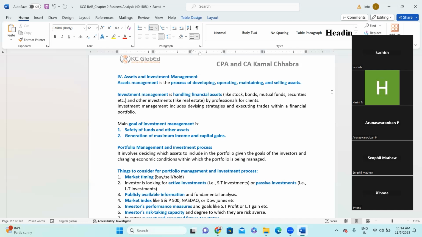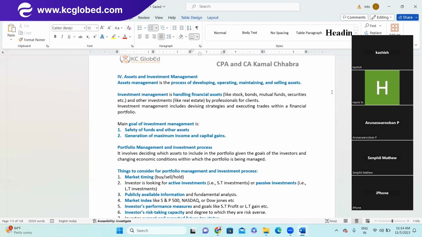The main goal of investment management is the safety of the funds and other assets they are investing, and generating maximum income and capital gain. So there are two things. One, where they are making investments, they make sure the investments are safe. Second important thing, how they can maximize the return on the respective investment, either through income or through capital gain. Income by using daily trading, right? Capital gain by making long-term investments, right?